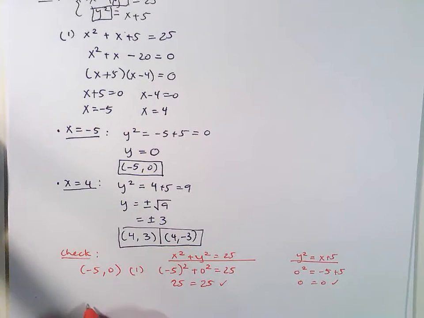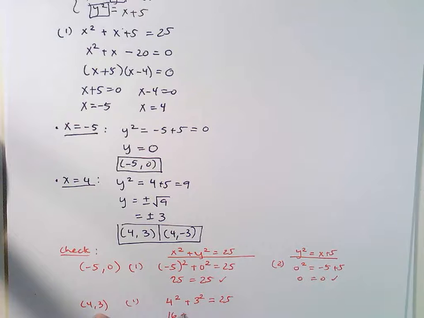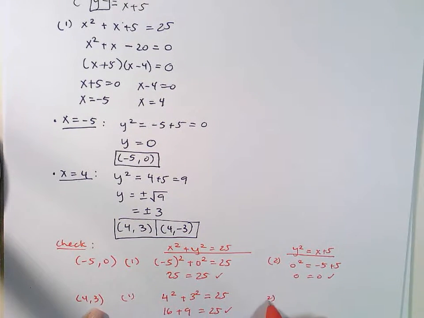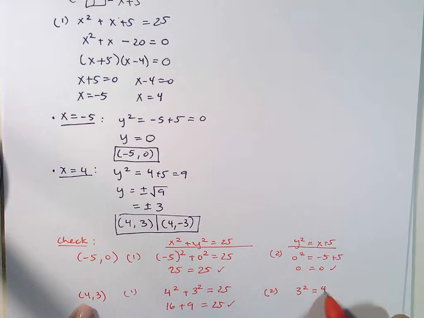And now I'm going to go ahead and check for 3. So for 3, if I check it in the first equation, 4 is the x value, so 4 squared plus y squared, that's 3 squared, is equal to 25. So 16 plus 9 is equal to 25, so this is true. And then you want to check it in the second equation also. So y squared, 3 squared, equals x plus 5, x is 4, and we're checking to see if the left is equal to the right.